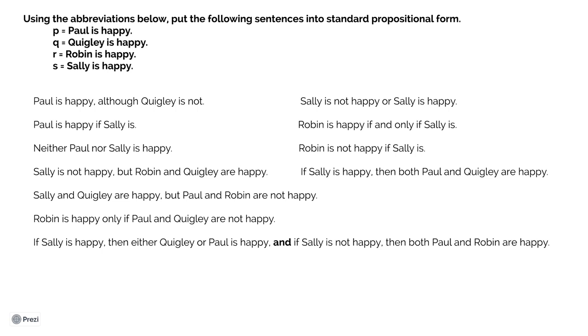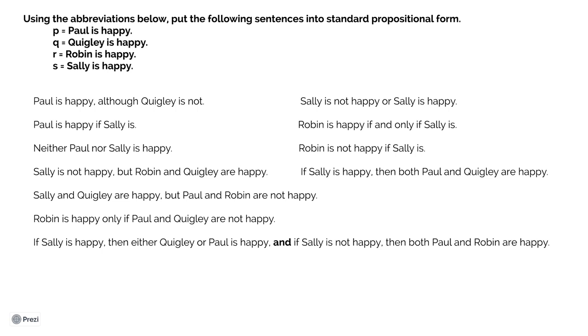And since we know that disjunctions are inclusive, that would mean that Paul is not happy or Robin is not happy or they're both not happy in the relationship. But I think the easiest way to write it would be parenthesis S and Q and parenthesis not P and not R. Robin is happy only if Paul and Quigley are not happy.